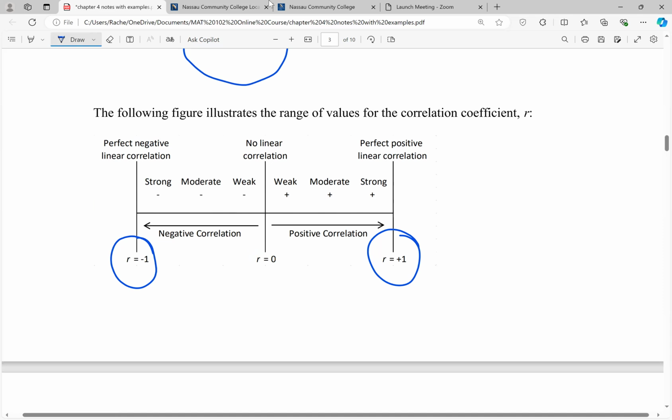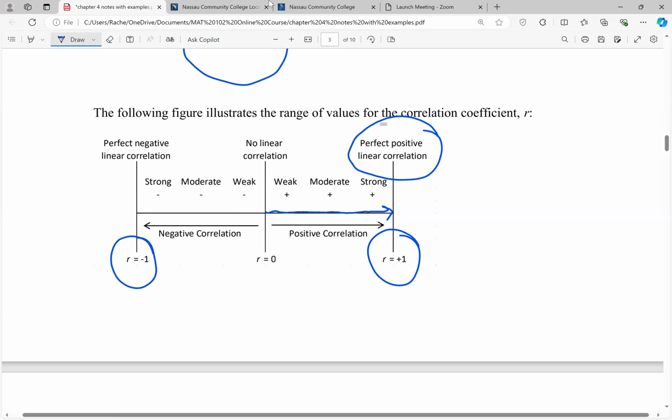However, as R gets closer and closer to +1, so if R is a positive value, there's going to be a positive correlation. But depending on what the value is, it may be weak, moderate, or strong. So the closer that R is to 0, the weaker the relationship. The closer to +1, the stronger the linear relationship. And if R is equal to +1, that's a perfect positive linear correlation.